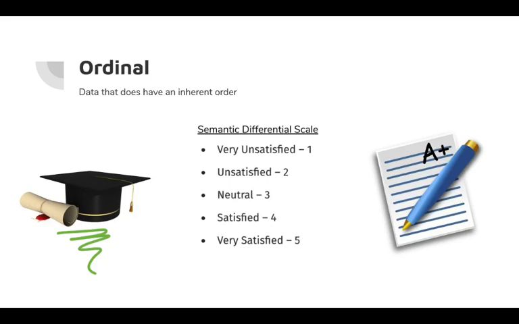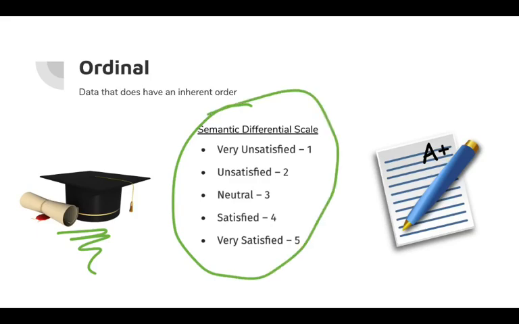Same thing can be said of a semantic differential scale, from very unsatisfied, unsatisfied, neutral, satisfied, very satisfied, right? You see these types of things in surveys all the time. That's ordinal data, and we've built this inherent order into the question itself. And then the last example that I have for you is grades, right? An A is better, more desirable than a B, than a C, and a B is better than a C, right? So even though these are just letters, there is an inherent order hiding inside of these types of data.